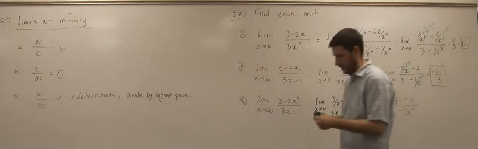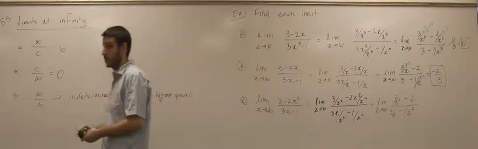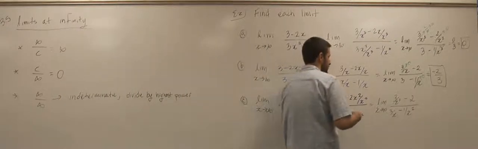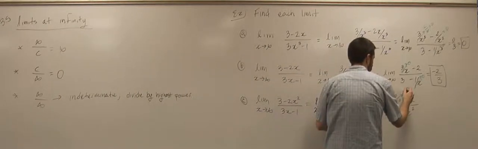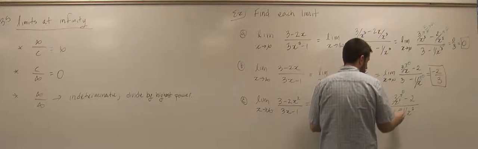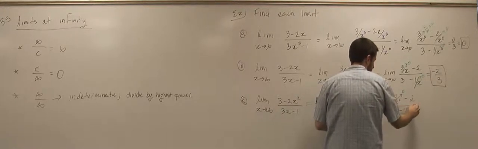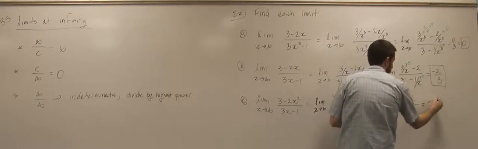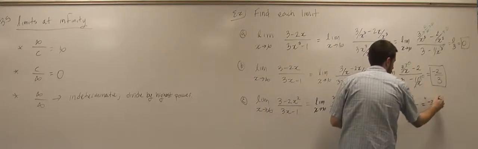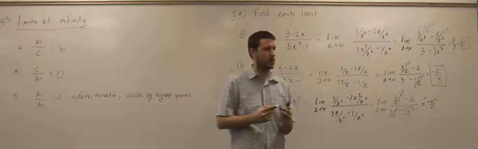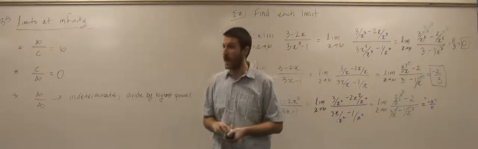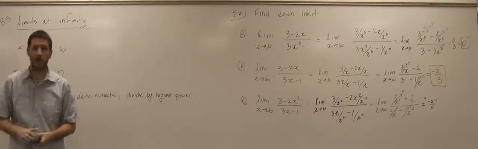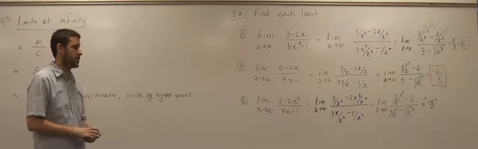Okay, so what happens here? So you're getting negative 2 on top because this guy's going to 0, and both of these are going to 0. So this is equal to negative 2 over 0. What's that tell you? Some kind of infinity, right? When you get 0 in the bottom, you got some kind of infinity going on. But we have to figure out whether it's positive or negative.